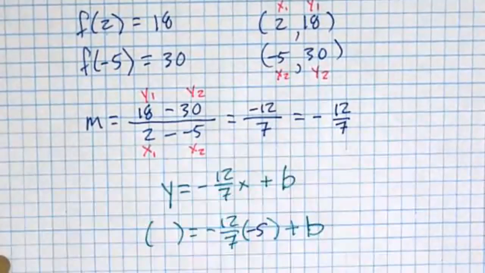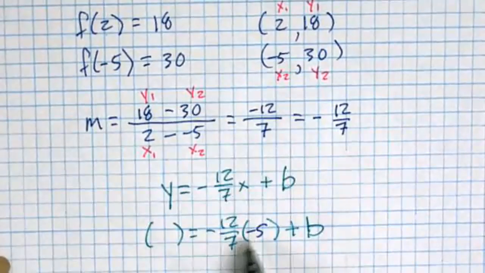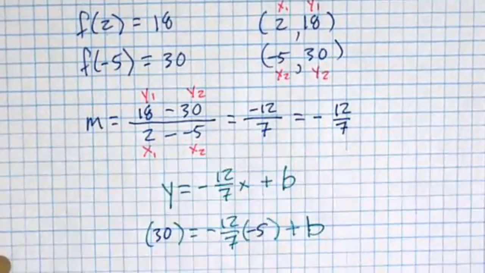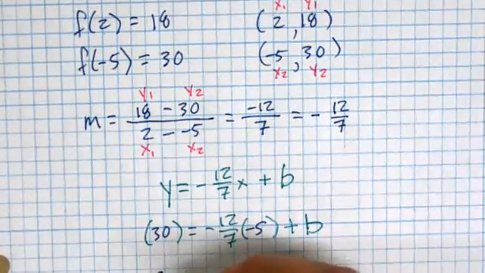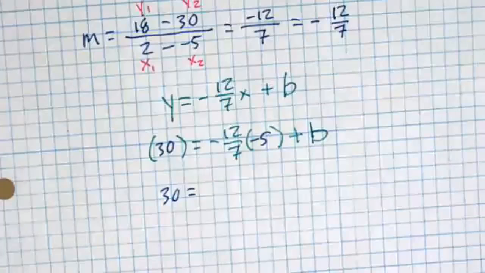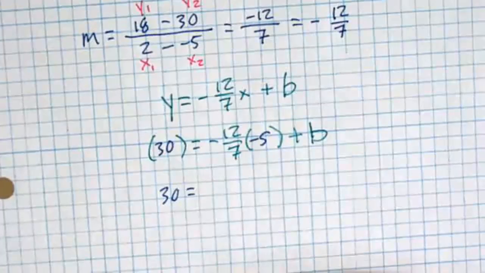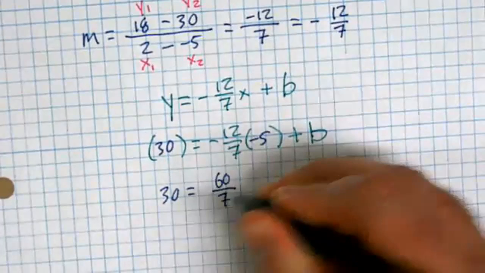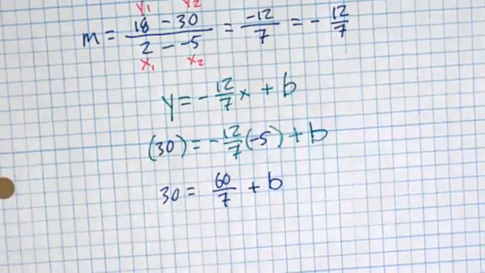I like this. Thinking 2 steps ahead there. I'm going to go with the negative 5 because then the negative times the negative will cancel and get a positive. And the 30 over here for the y. Could have used 2 and 18. What do we got? 30 equals negative 12 over 7 times negative 5. It's going to turn out positive. 12 times 5 is 60. 30 equals 60 over 7 plus b. 60 over 7 simplifies.